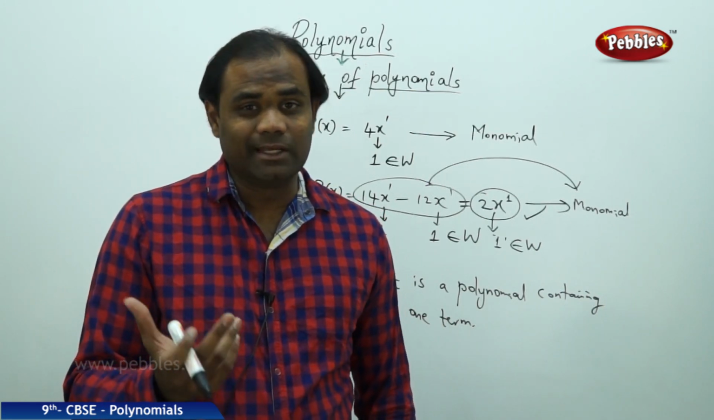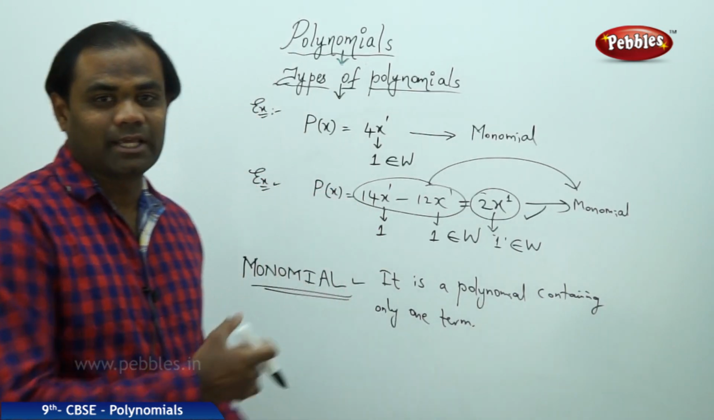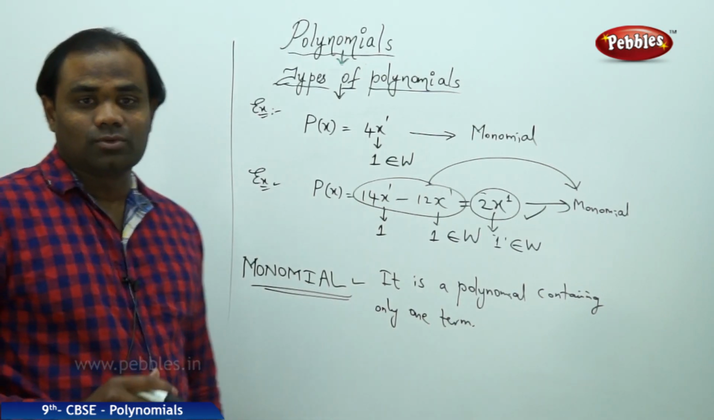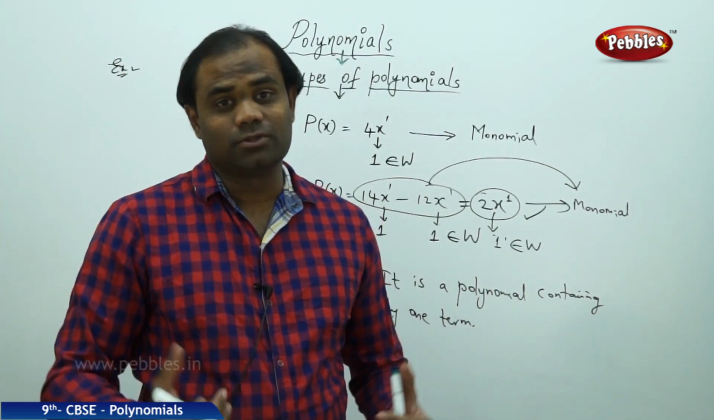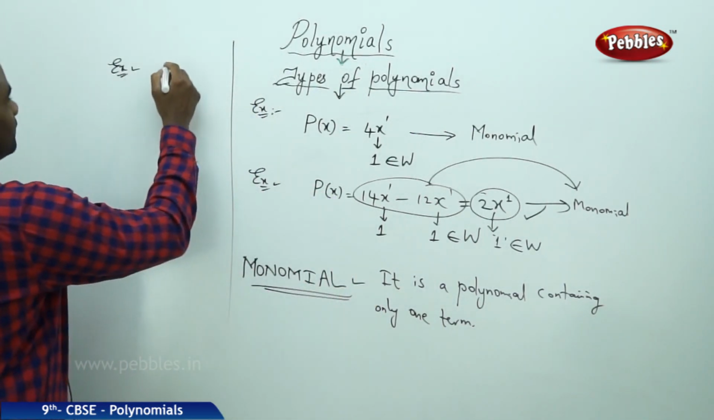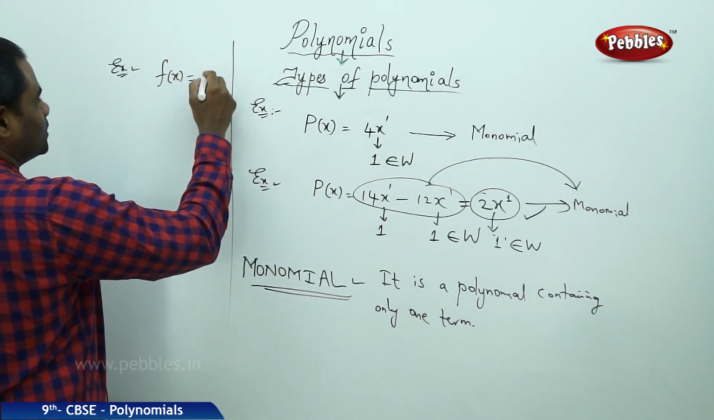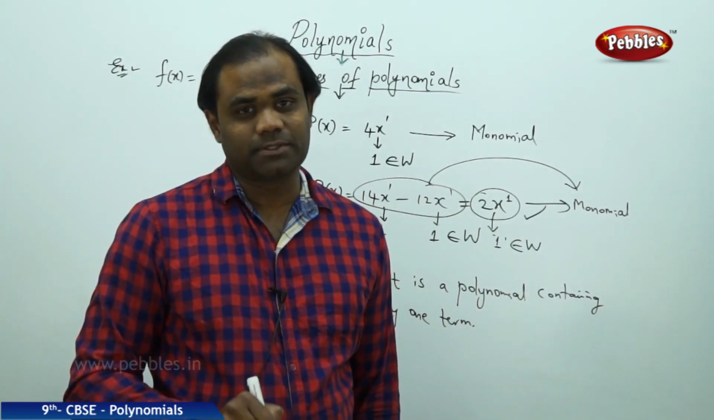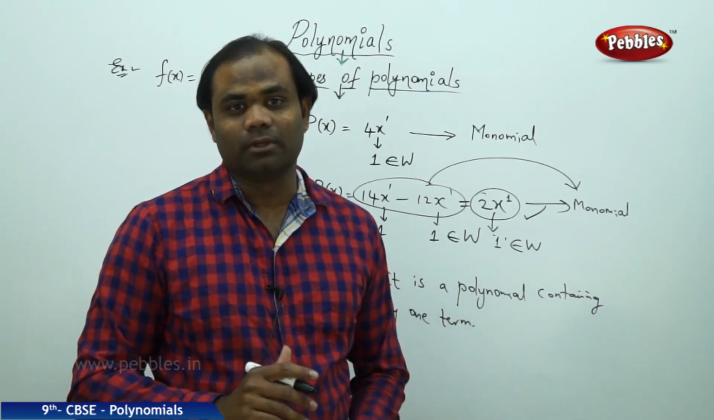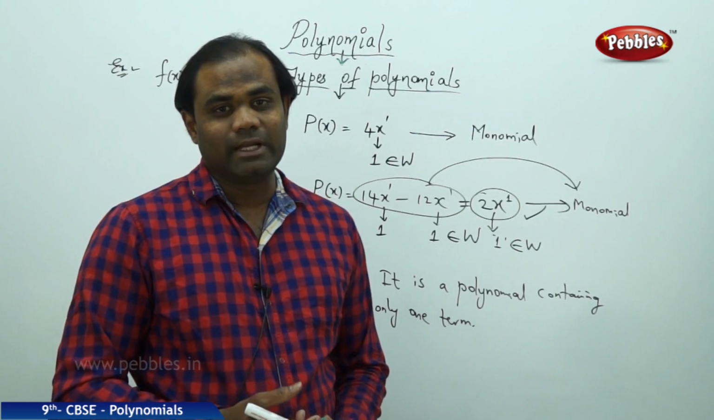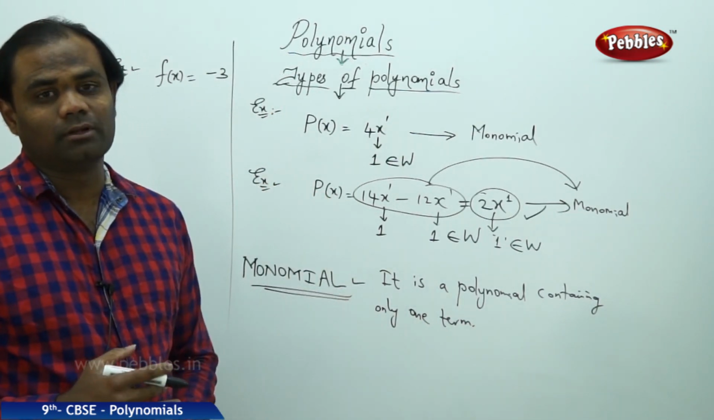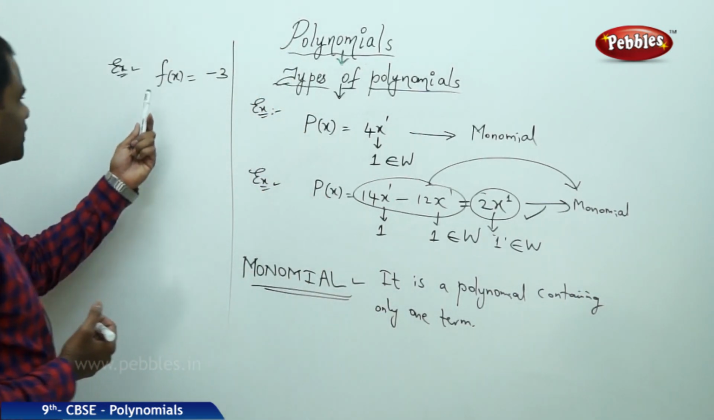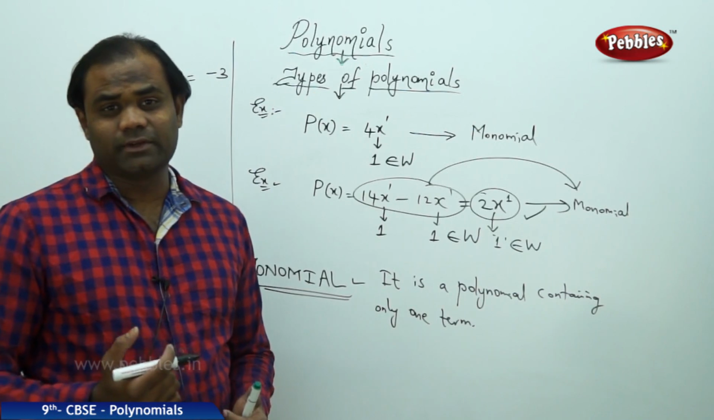What if the polynomial is having only a constant? Let's take an exceptional example in this case to understand the concept of monomial more strongly. For example, I have my function or the polynomial to be -3. Is this a polynomial? That is the biggest question before we decide on this polynomial being a monomial. So let's see if the given problem is a polynomial and then justify on that being a monomial. Clearly, the function f of x here is given to be -3.